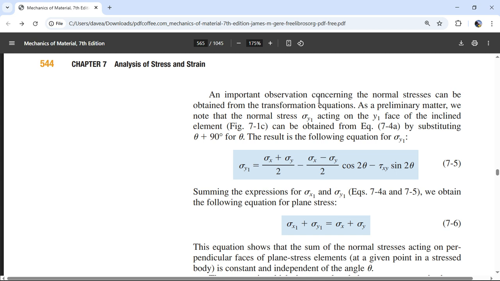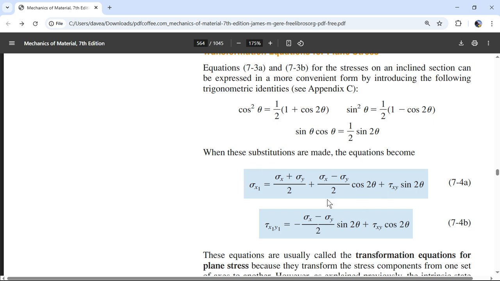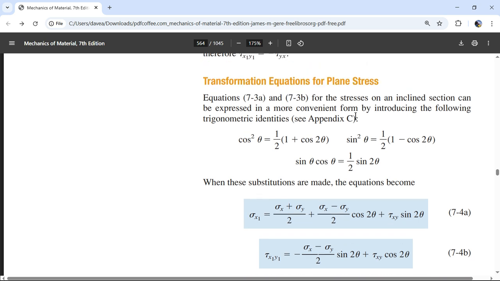As an important observation concerning the normal stresses that can be obtained from the transformation equations, as a preliminary matter, we note that the normal stress sigma y1 acting on the y1 face of the inclined element can be obtained from equation 7.4a. Let's go there. So it's this equation, the transformation equation. So now we've got to read this. Transformation equations for plane stress, equations 7.3a and 7.3b. Those are the ones we've just come up with.